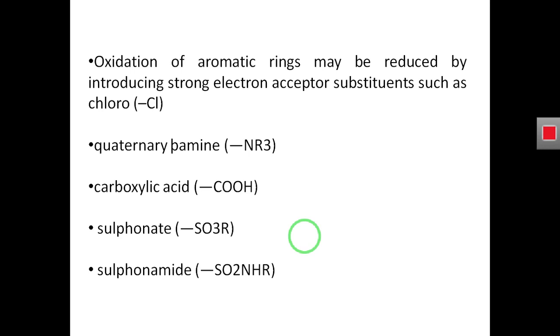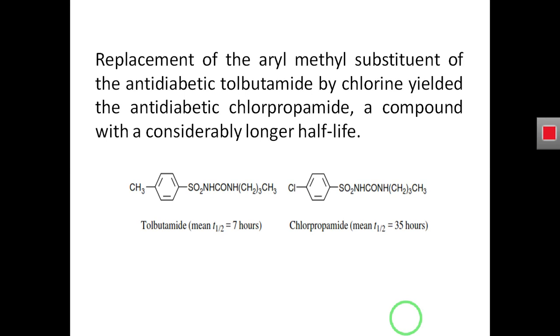So how do we design such a drug? We make changes in the drug skeleton or drug structure in such a way that we replace a reactive functional group with a less reactive one, or we prevent the oxidation of some group in the drug by introducing a strong electron acceptor group, such as I told you, chloride, amines, carboxylic acid, sulfonate, and sulfonamide. So this was the first approach, and here we are taking an example of it.